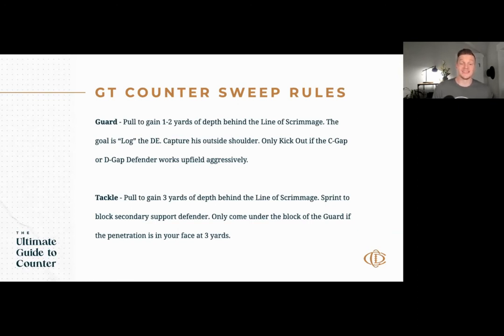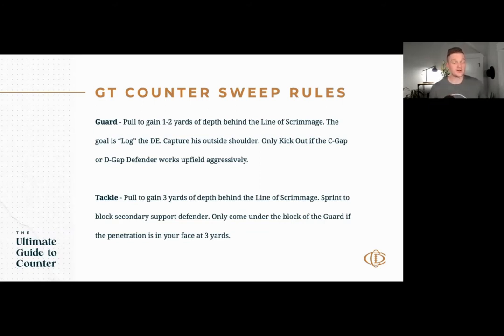But the guard is pulling and he's actually gaining depth, so 1 to 2 yards of depth behind the line of scrimmage. And the goal is to log that defensive end. So we need a little bit of depth if we're going to attack and try to capture the outside shoulder of the defensive end. The only way you end up kicking out that edge defender is if he runs up the field aggressively.